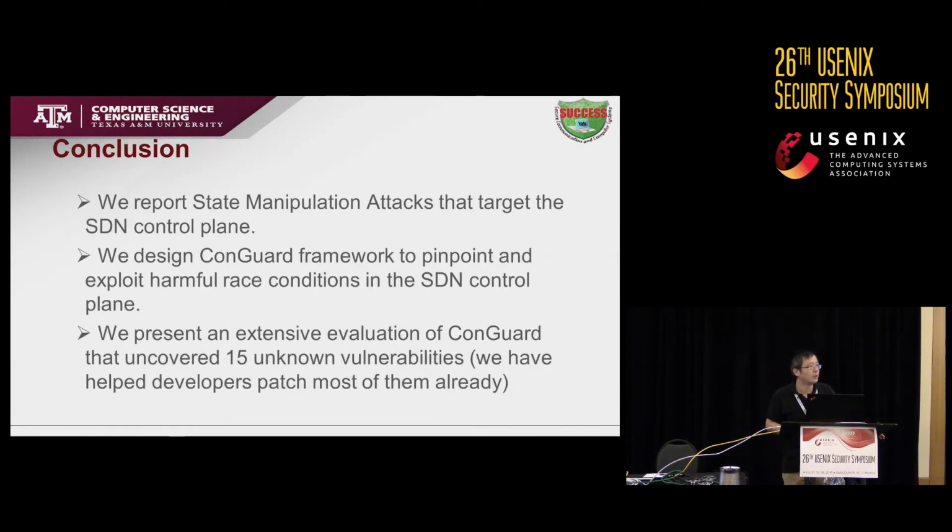To conclude, in this work we report a new attack: an attacker can potentially leverage state manipulation to attack the brain of SDN networks. We designed CONGUARD, a new framework, to automatically detect and exploit these harmful race conditions. We evaluated CONGUARD on several mainstream SDN controllers and discovered 15 previously unknown vulnerabilities. We have worked with developers to patch 12 of them already.